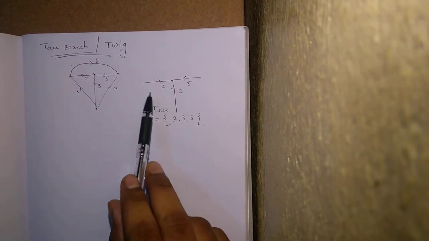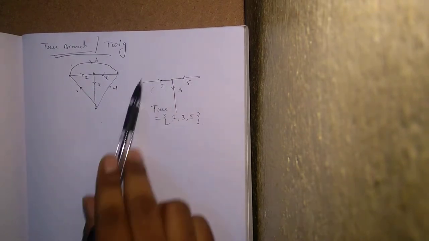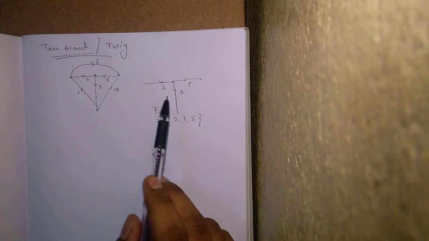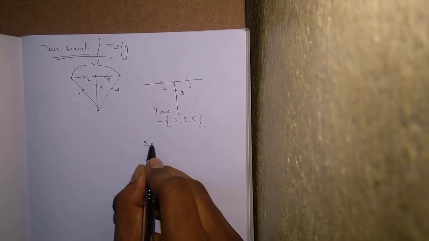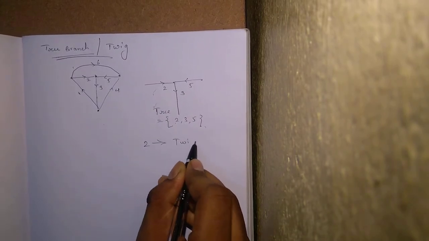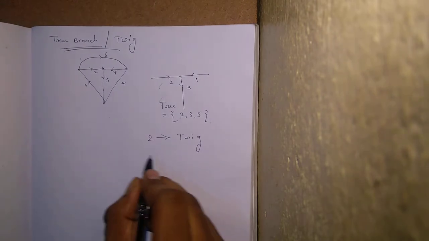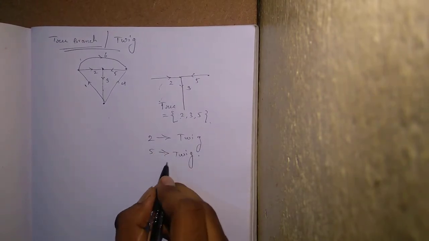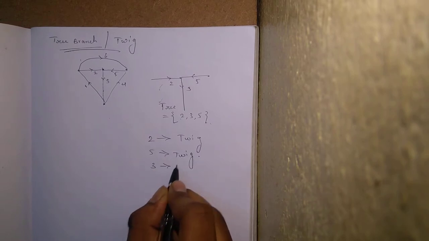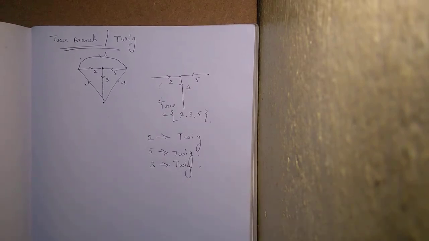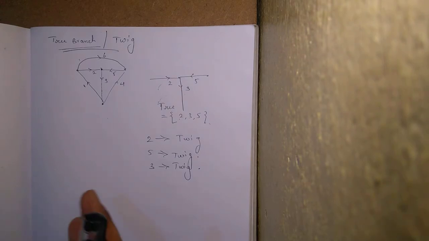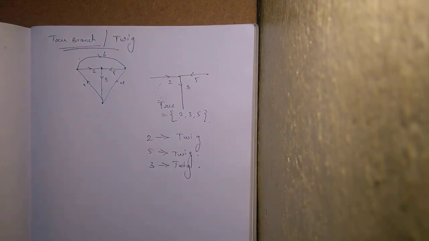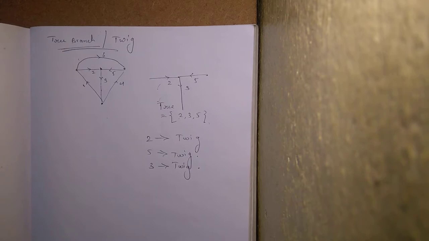That means, see, this is my tree, right? This is my tree which is derived from this graph. So this is my tree and the branch 2 is my twig. Branch 5 is my twig and branch 3 as well is my twig. So this is nothing but your twig, right? As simple as that. So how many tree branches can we find in one single tree?